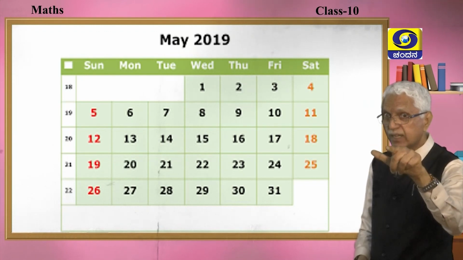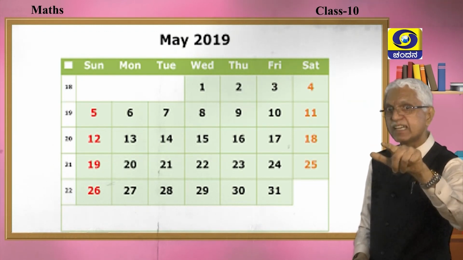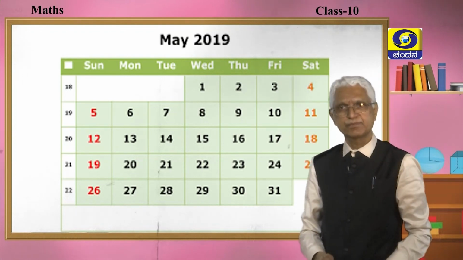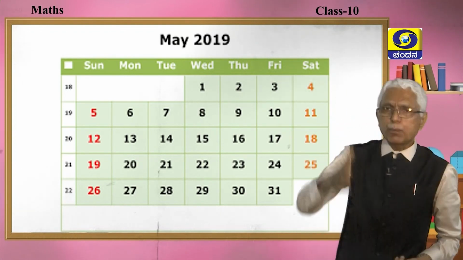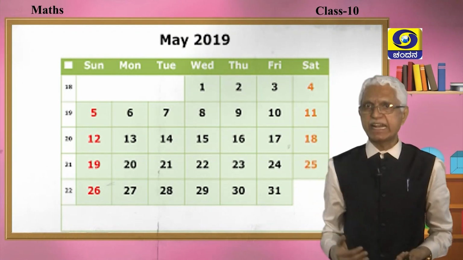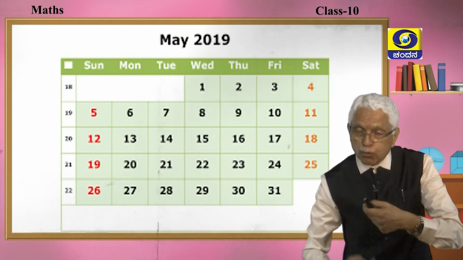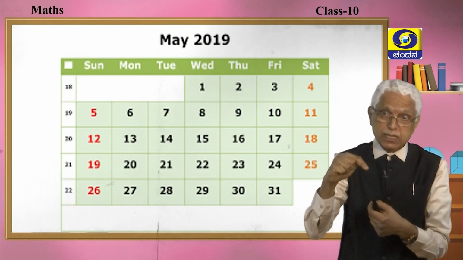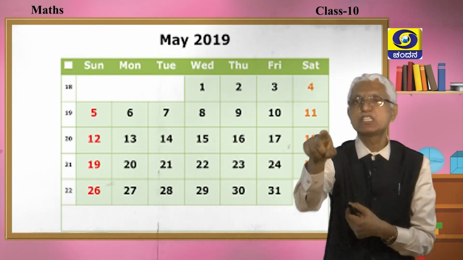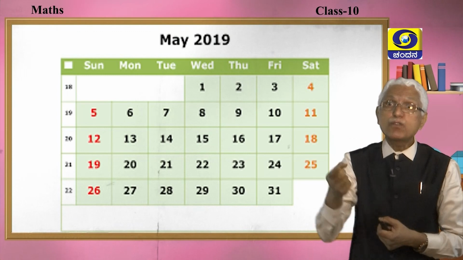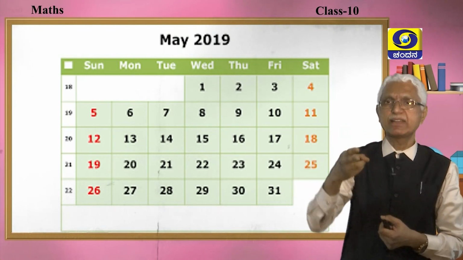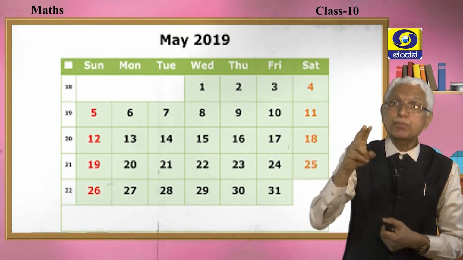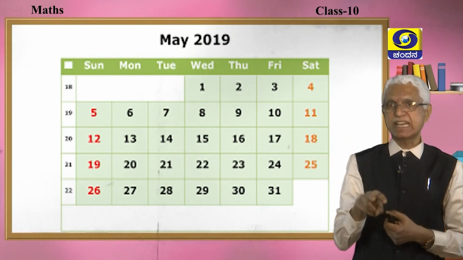5 plus 7, 12, 12 plus 7, 19, 19 plus 7, 26. Agreed? Am I right? Suppose you go to the column under Friday, 31. Go in the reverse order. 31 plus minus 7 is 24. 24 plus minus 7 is 17.